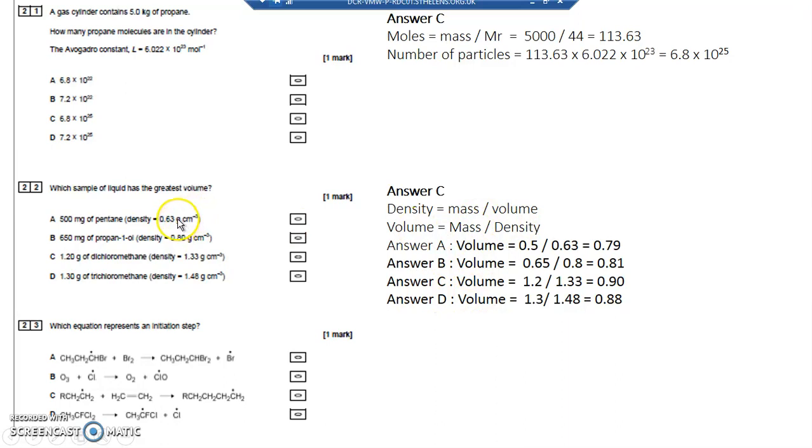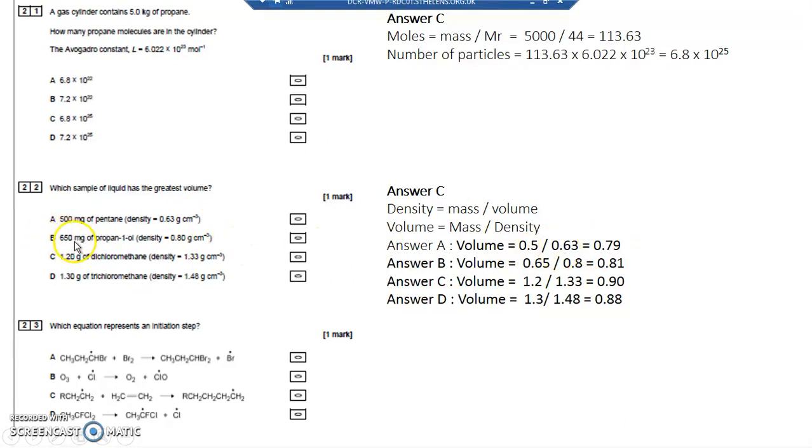The one problem is if I look at these units of density, it's grams per centimeter cubed. So my mass needs to be in grams, not milligrams, which is sometimes given, and then I'm going to get my answer in centimeter cubed for all of them. That's fine. 500 milligrams, a small unit into a larger unit, are going to divide by 1,000. So 500 milligrams divided by 1,000 is 0.5 grams. Density 0.63, 0.5 divided by 0.63, 0.79. So my volume in centimeter cubed is 0.79.